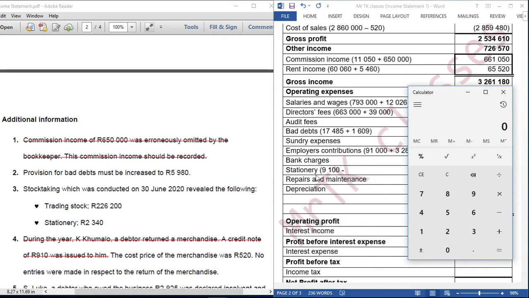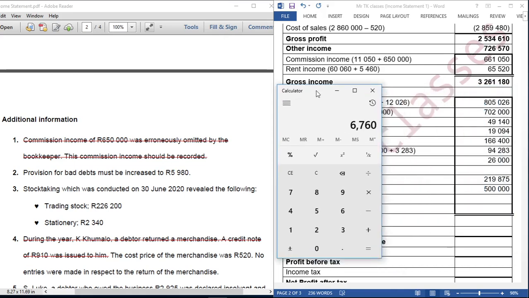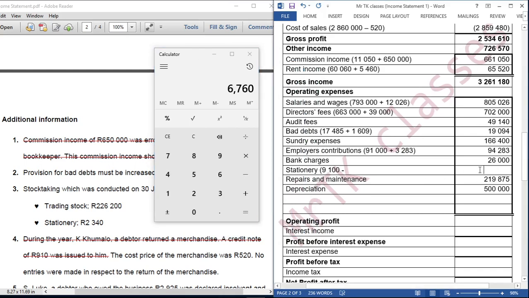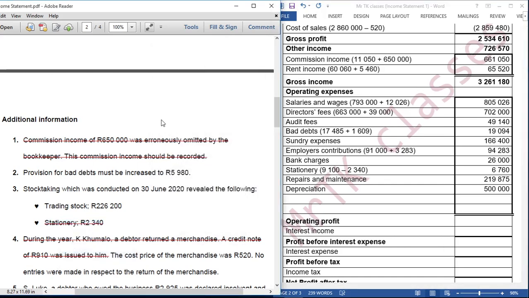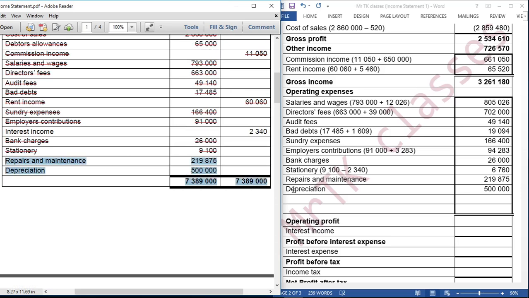So stationery bought 9,100, subtract stationery on hand at the end of the year, right? We get our stationery used of 6,710.60. Okay, so we subtracted 2,310.40. So now, repairs and maintenance, I can see. All right, let us just strike through. All right, repairs and maintenance, depreciation. There are no adjustments for this.